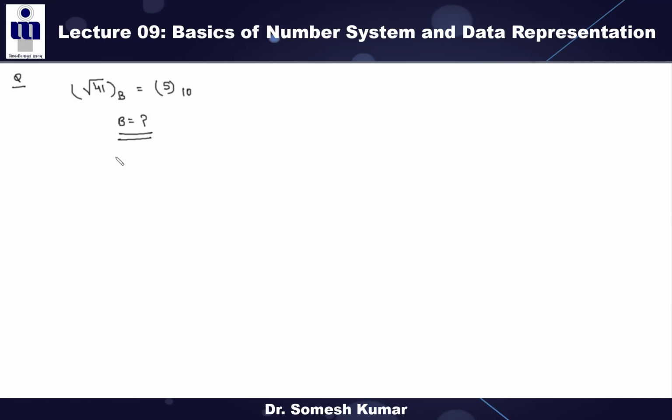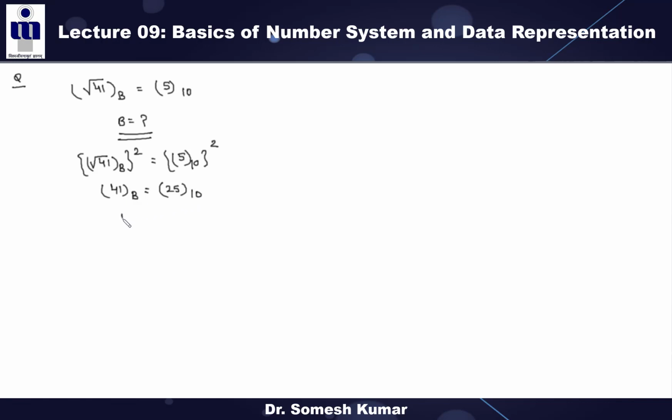So, to find this value of B, it is clearly seen. First, you have to solve the square root of 41, right? So, if you take the square on both sides, now this becomes 41B and this is your 2510. How can you convert other numbers to decimal?